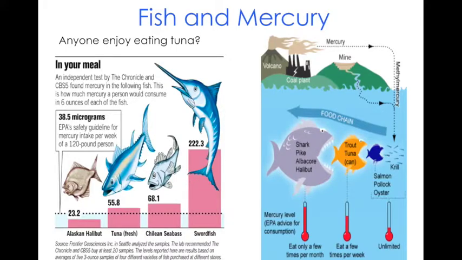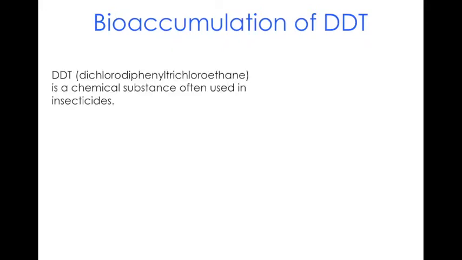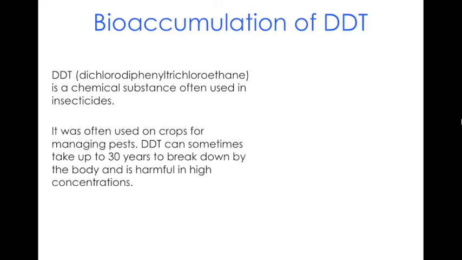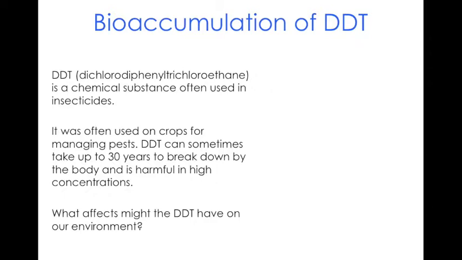Another example is bioaccumulation of DDT. DDT is a particular chemical. The full name is ridiculously hard to pronounce, but it's a chemical substance that we use in pesticides and insecticides. It takes 30 years to break down in the body, which means it accumulates faster than the rate at which it breaks down, and so it is really harmful in high concentrations. But we use it in farms and things like that to keep insect levels at bay.